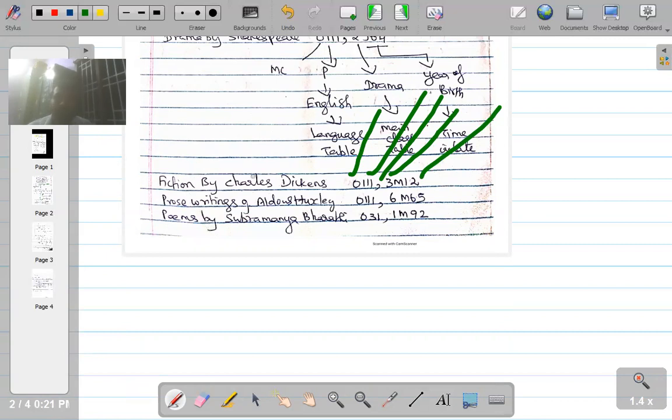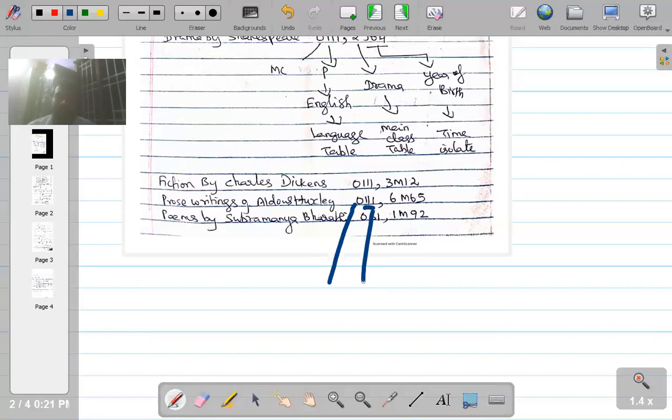Good? Okay. Then prose writings by Aldous Huxley. There's an author who has written prose. Let us find out the number for this particular author. So once again, O is the main class, 1 English language, that means it's English literature, comma stands between P and P2. P2 is 6. What is 6?